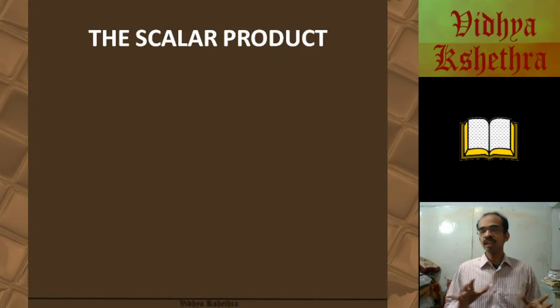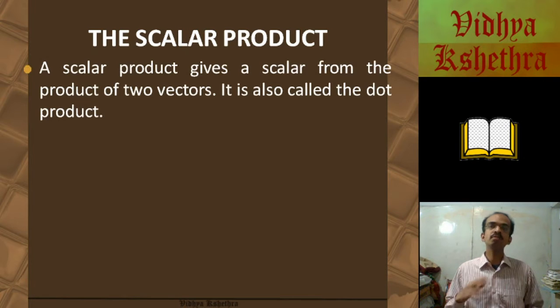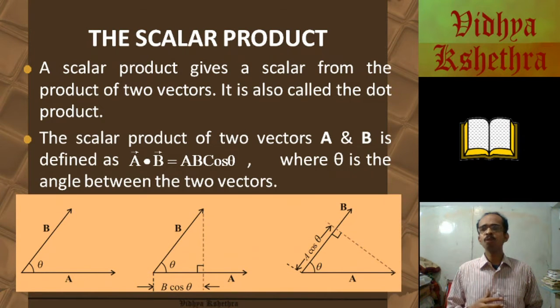Now, first we can see the scalar product. Before studying about work, we should know about this, that is the scalar product. A scalar product is a scalar from the product of two vectors. It is also called the dot product. The scalar product of two vectors A and B is defined as A dot B is equal to AB cos theta, where theta is the angle between the two vectors, as shown in the figure. There are two vectors A and B, and the angle between them is theta.